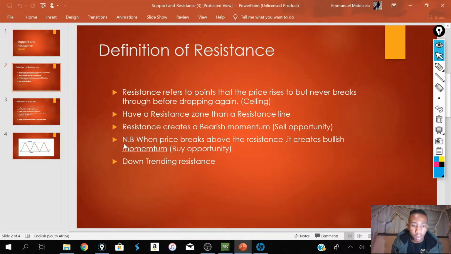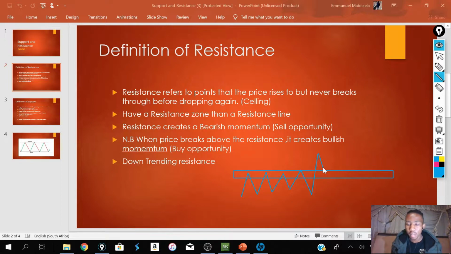Okay? And B, this is very important. When price breaks above the resistance, it creates a bullish momentum. In other words, buying opportunities. Let's say we have a resistance line right here. And then, firstly, we have what? A push to the upside by the market. We first confirm our resistance by 3 touches, and then we have a strong resistance. Our market breaks above our resistance.